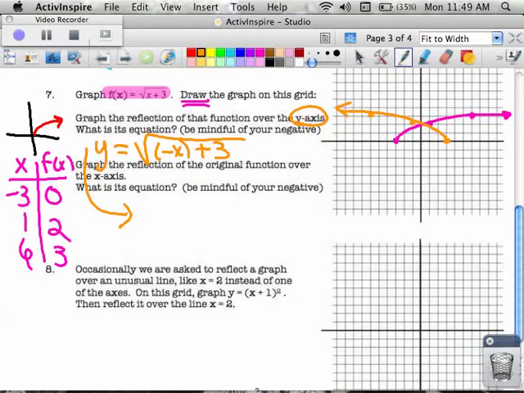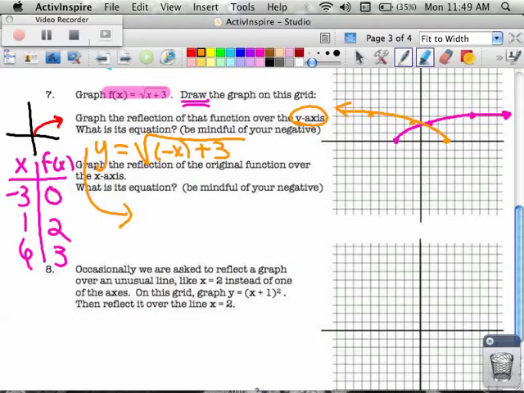Number 8, we're going to do something completely different. In the beginning of the notes, I talked about that you could reflect over a line, and I said there's usually two that we do, besides the x and the y-axis: y equals x and y equals opposite x. They're going to pick something completely different. They're going to pick x equals 2. So we're going to start out by graphing something.